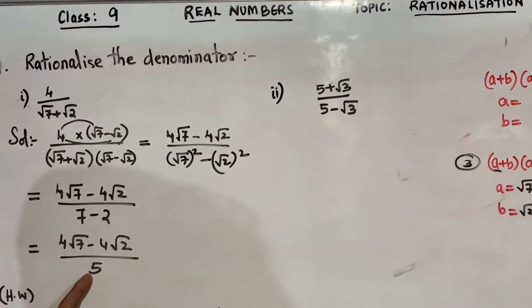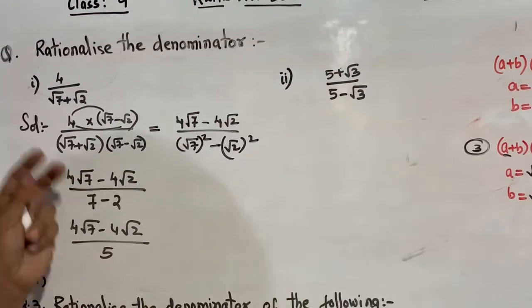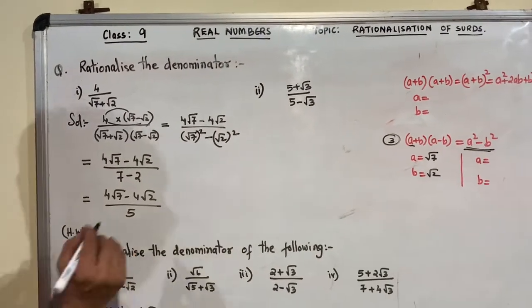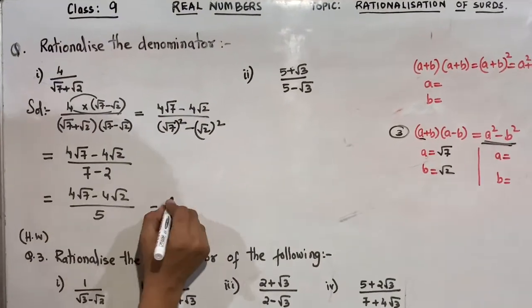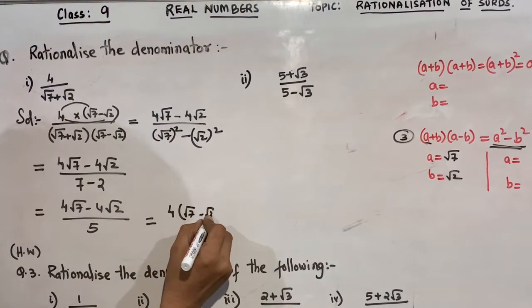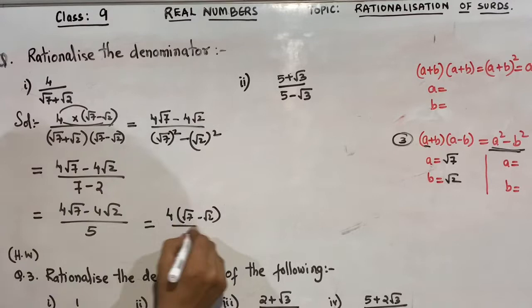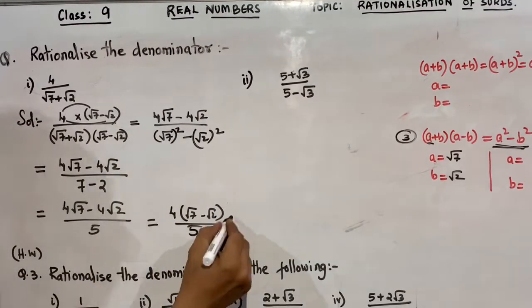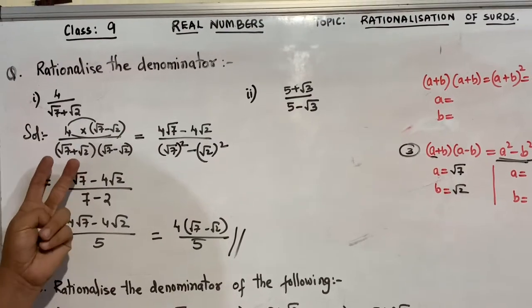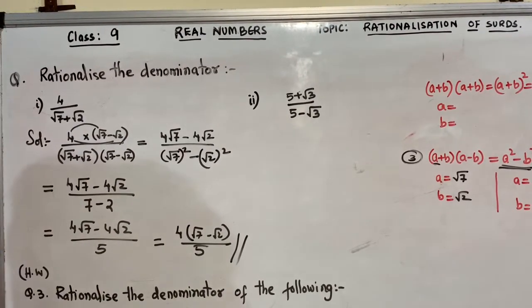So the denominator is now a rational number. That is how we rationalize the denominator. Or this can be written by taking 4 common: 4 times root 7 minus root 2, divided by 5. So this is how we rationalize the denominator of a binomial surd.